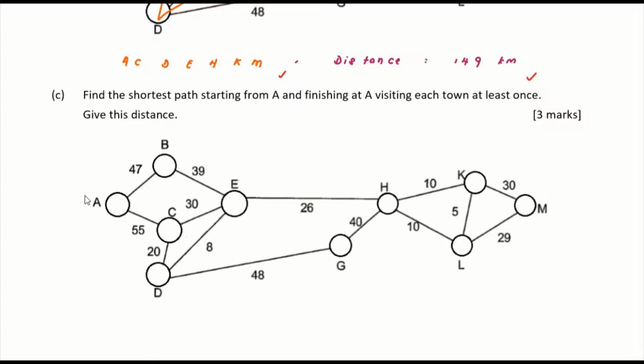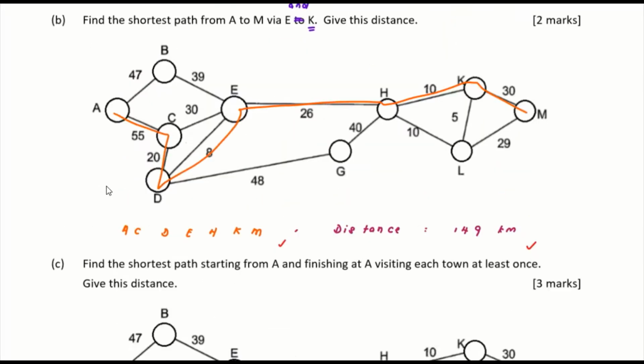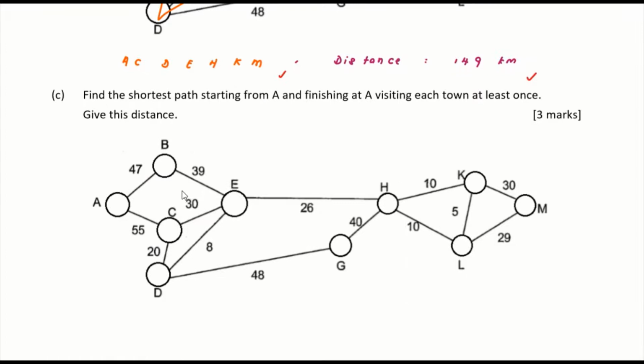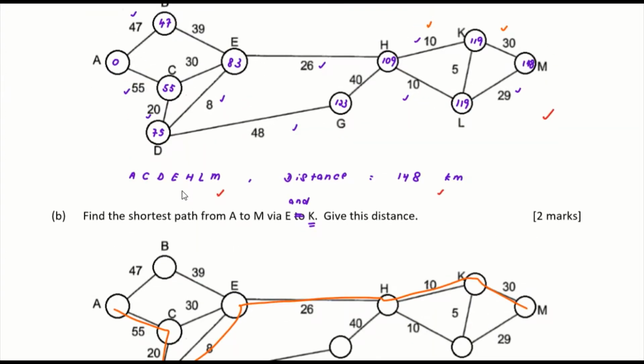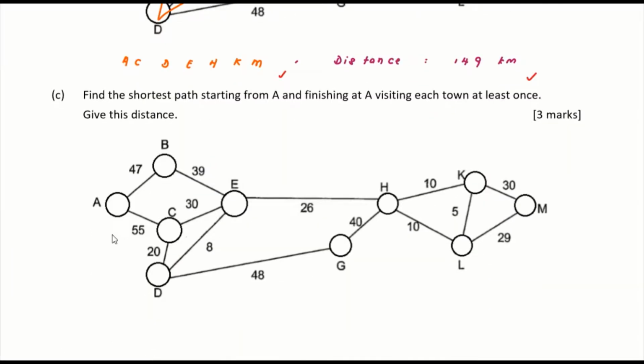So what is helpful for this question is we try to take into consideration the shortest path that we have found just now. So how can we do that? You can write down first your shortest path. Just now we went through here, which is 0 and 55, 75, 83. Okay, and then we take here 109 and then here 119 and then 148.